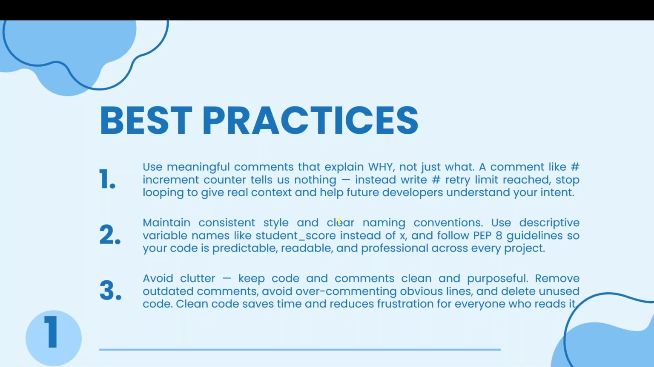The same thing is written here: the hash symbol makes the whole sentence a comment, and that is going to be ignored. It helps future users understand the intent of the old coder. In the second guideline we can see that it says: maintain consistent style and clear naming conventions. Use descriptive variable names like student underscore score instead of X, and follow PEP 8 guidelines so your code is predictable, readable, and professional across every project.